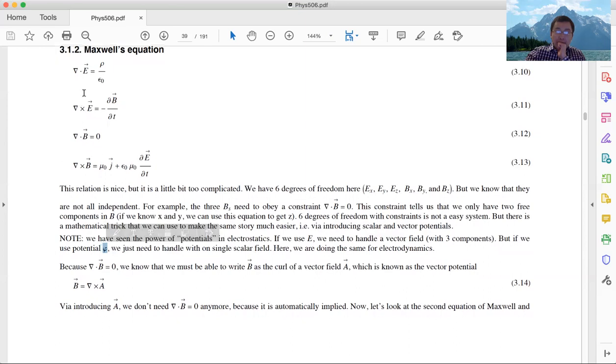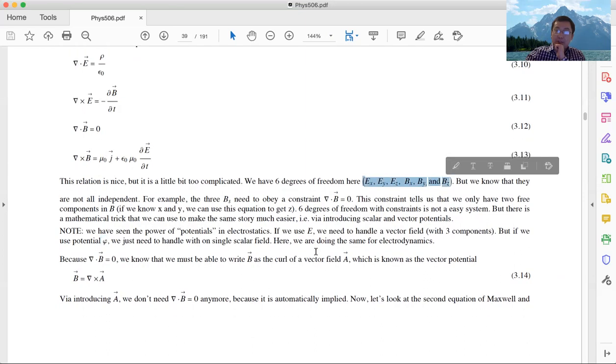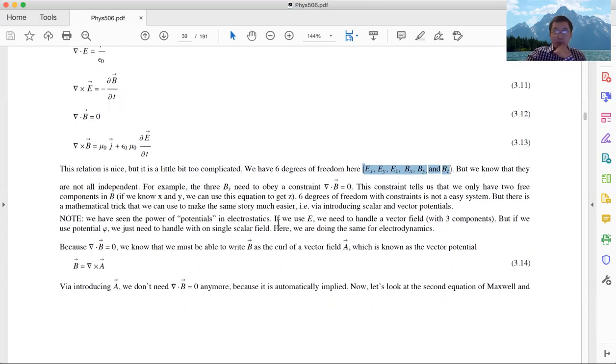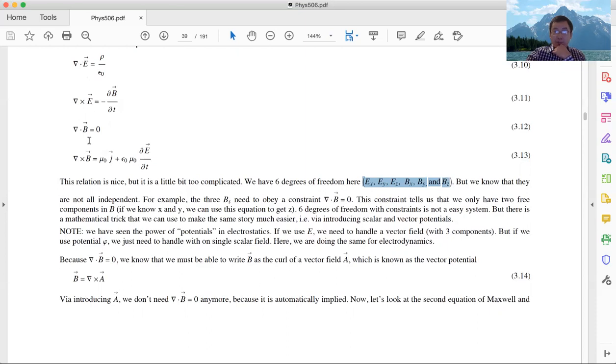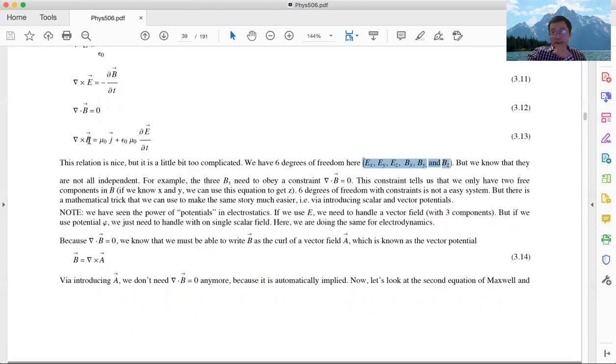For E and M, for electromagnetic dynamics, it's the same story. If we use E and B, we need to solve for 6 components at each point. But if we choose the scalar and vector potential, we only need 4: the scalar potential, Ax, Ay, Az. Going from 6 to 4 is a lot of simplification. So that's the mathematical trick we're going to follow. First, we will convert the equations from E and B to A and phi. You already learned this part in E and M 1, so I will just quickly remind you about scalar and vector potentials.